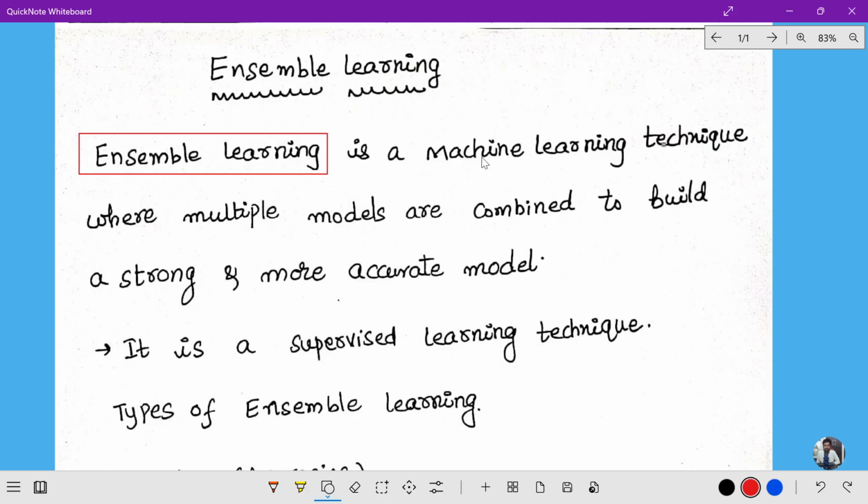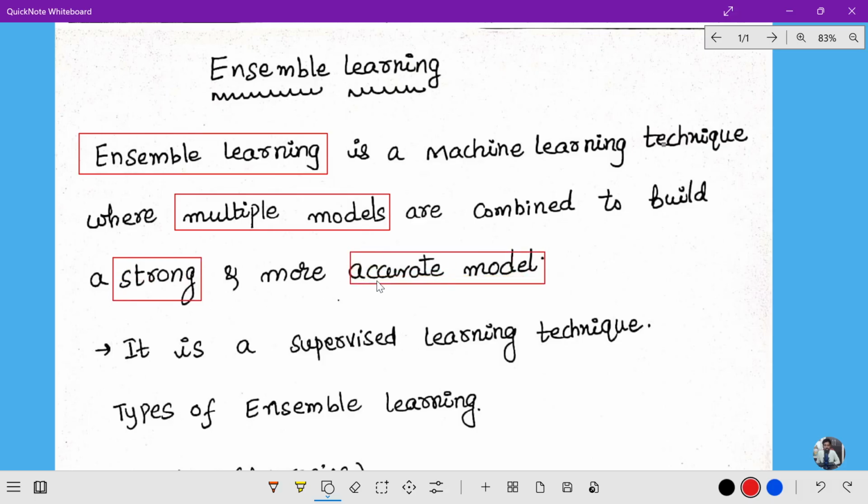Ensemble Learning is a machine learning technique where multiple models are combined to build a strong and more accurate model. So in general, what happens in Ensemble Learning? We combine multiple models, three or four or more, in order to build a strong and more accurate model.